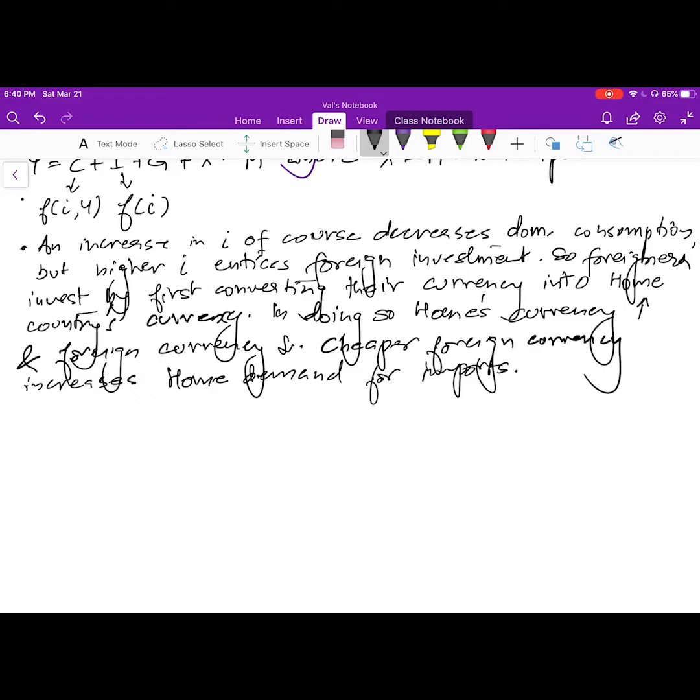And of course, just as importantly, if home currency becomes more expensive, foreigners are going to demand less of home products. So foreigners demand less of home's exports. This should make very common sense to you.